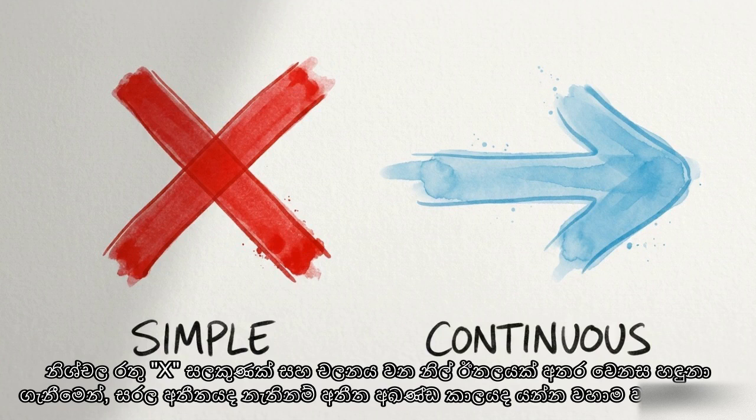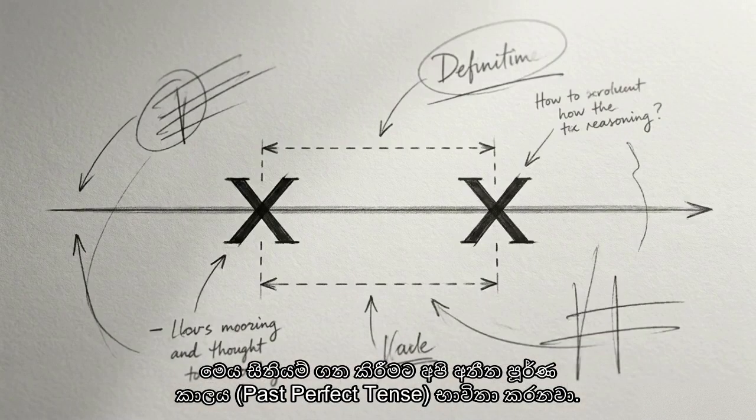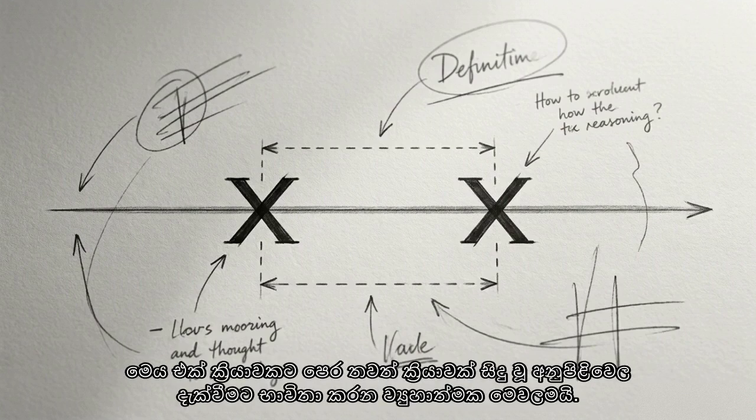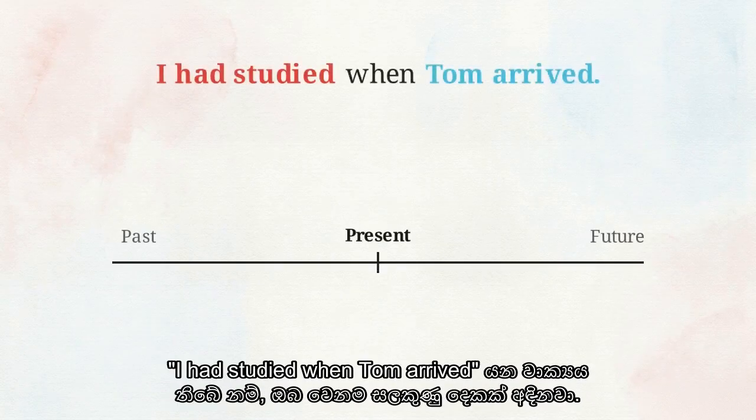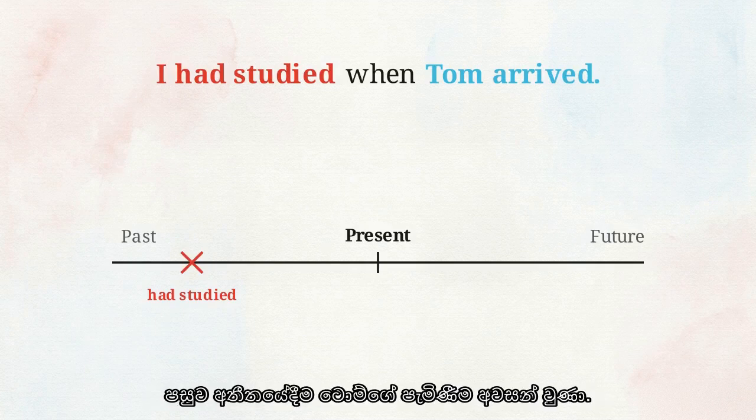Sentences get harder when they contain two completely separate actions that both finished in the past. To map this, we use the past perfect tense. This is the structural tool that allows us to sequence an action before another action. This timeline displays the sequence clearly. If you have the sentence, I had studied when Tom arrived, you draw two separate marks. First, the studying finished. Then, later in the past, Tom's arrival finished.